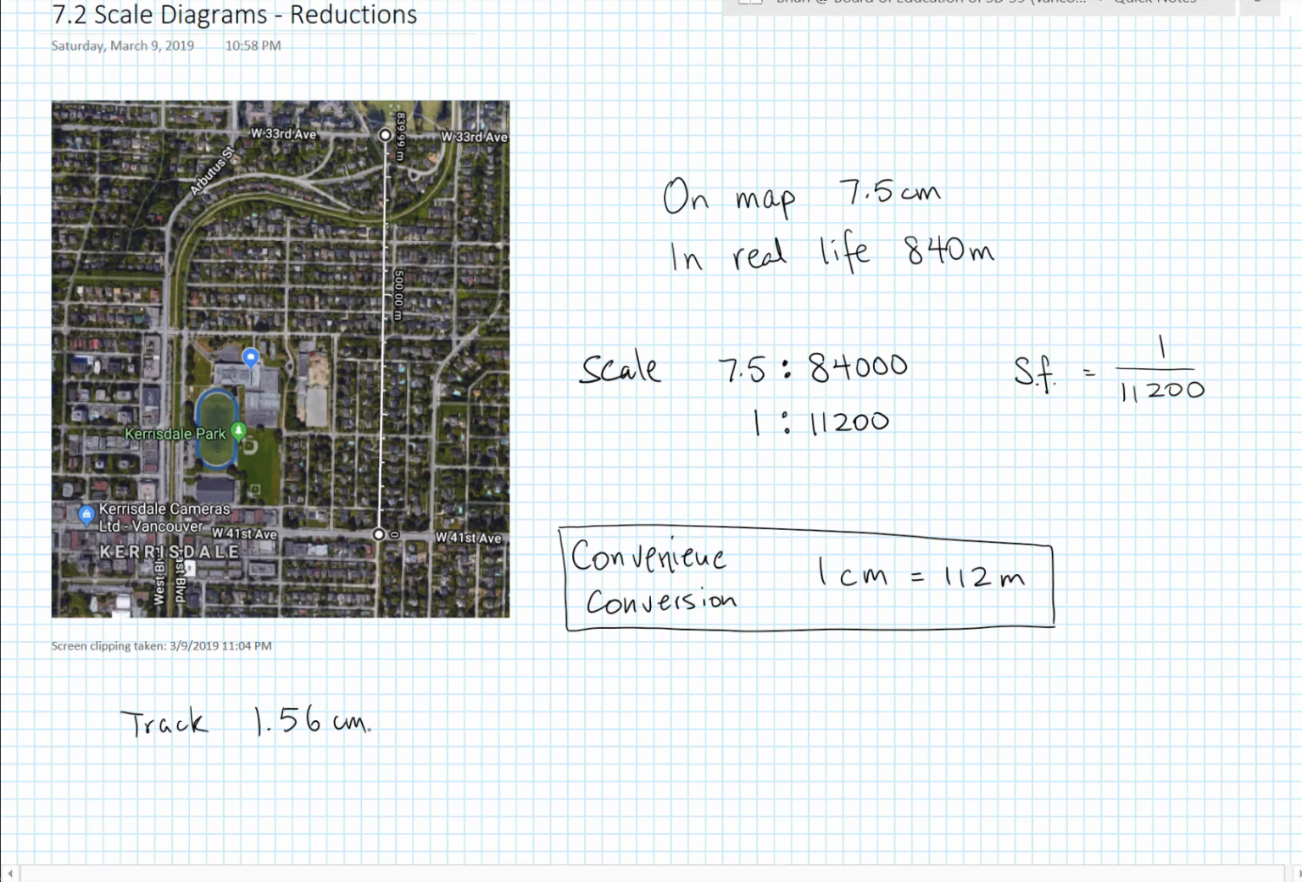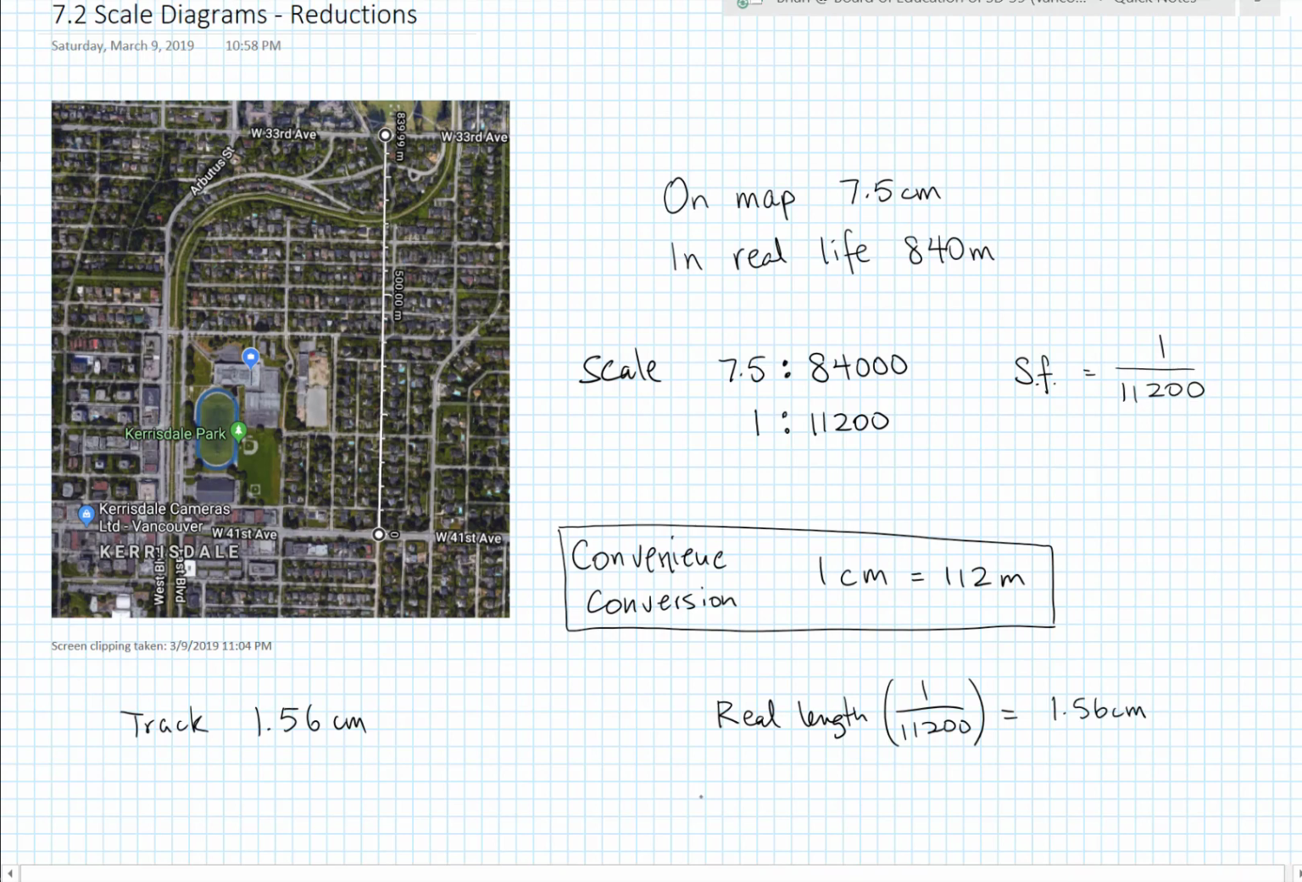So how am I going to figure out how far that is in real life? Well, I told you a minute ago that you're going to end up multiplying by 11,200. But what's the actual equation that we're solving to get that? Well, remember, it looks like this. The length of the object, or the real life, in this case, the reality, the real length, we can multiply by the scale factor, which is 1 over 11,200, and that gives us the length of the image, which I have just told you is 1.56 centimeters.